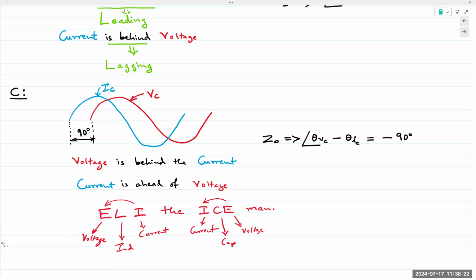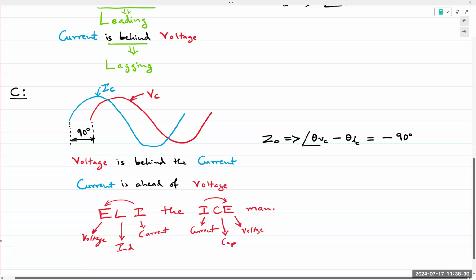Eli the Iceman. For an inductor, voltage is ahead of the current. For a capacitor, the current is ahead of the voltage, or comes before the voltage. And in both cases, it is by 90 degrees. If you wish, you can switch out the arrow to point the other way so that it's plus 90 and minus 90. Okay.